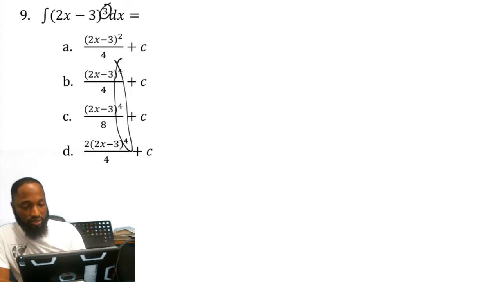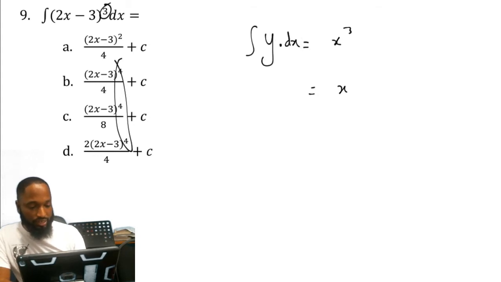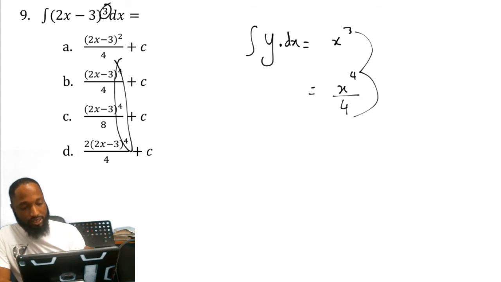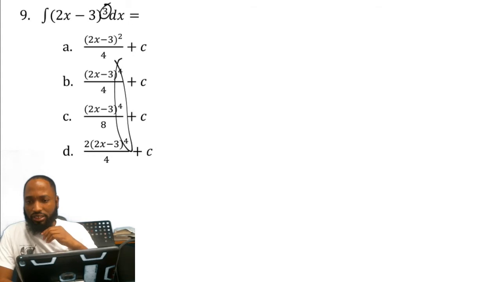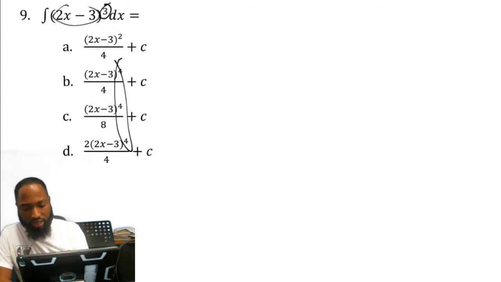Because integration works like this, right? Let me say y is equal to x to the power of 3. If you integrate that with respect to x, you're going to get x to the power of 4, and you have to divide by the new power, because you go up by 1 and then you divide by the new power, right? But the other thing with this, you'll have to divide by what's in the brackets. Divide by the differential in the brackets.